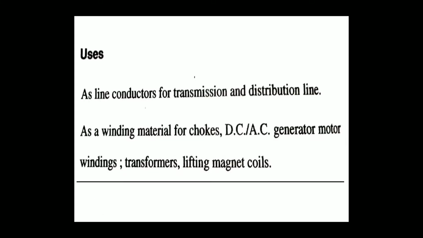Its uses are as line conductors for transmission and distribution lines, as a winding material for chokes, DC or AC generator and motor windings, transformer windings, lifting magnet coils. Okay, these are the applications of aluminium.